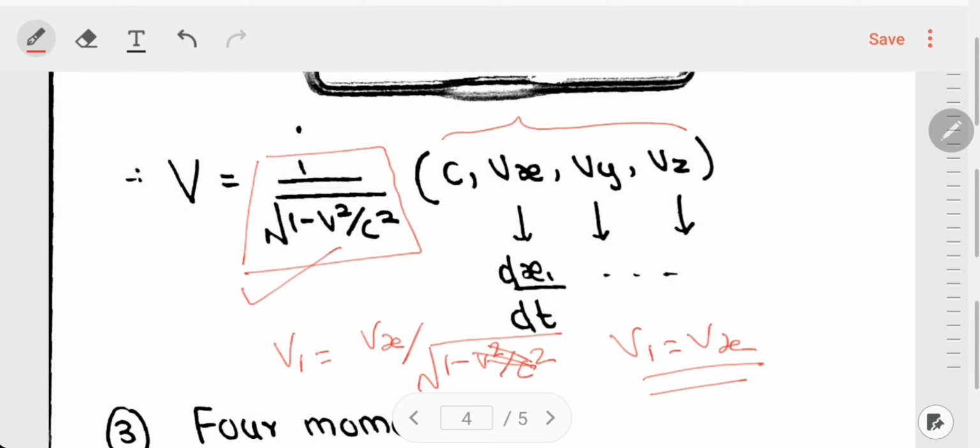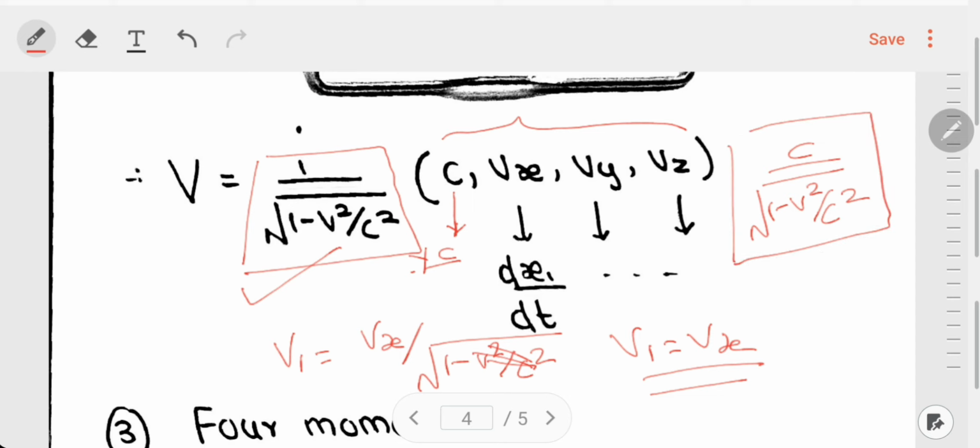Here an important point to look at is the 0th component, that is the time component of the velocity 4 vector, which is gamma times c. So this gamma times c is nothing but c over under root 1 minus v square by c square. Okay, and at very low velocities, we will find this 0th component of 4 velocity to be just the speed of light in vacuum, that is c.